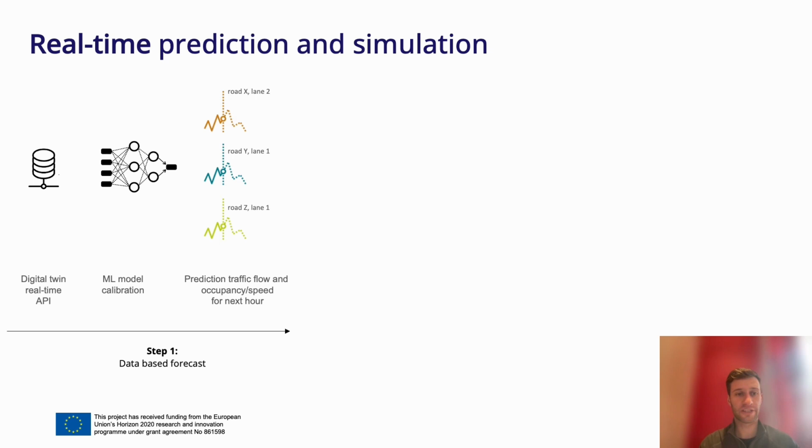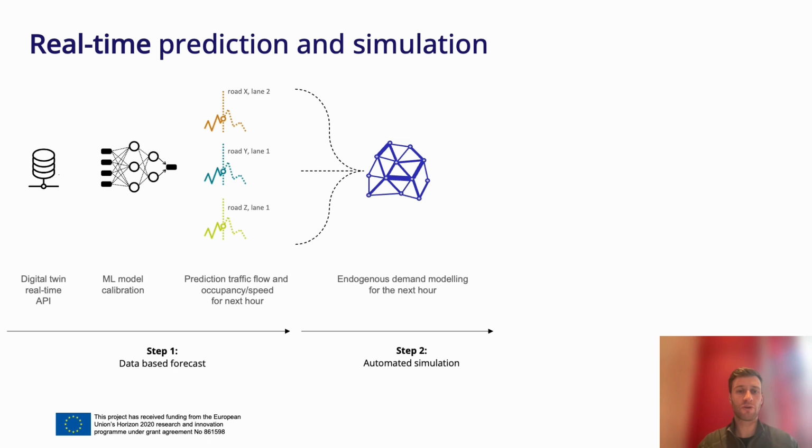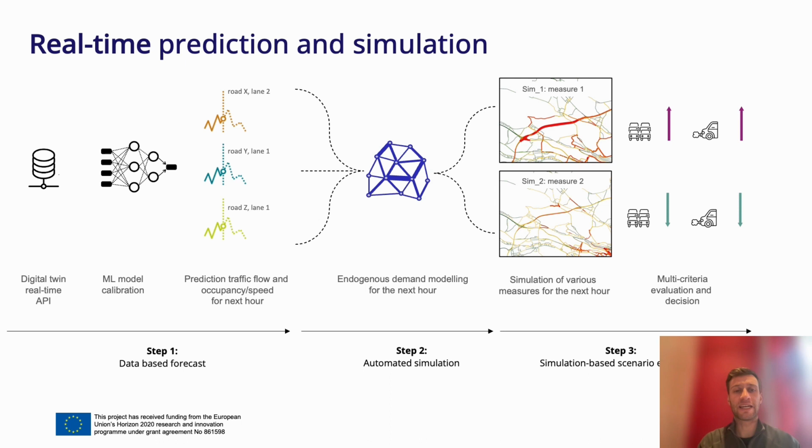We then calibrate our ML model that you just saw in the last slide, and we predict the traffic flow and the occupancy for the next hour for every single road and every single lane that is monitored in the system. We then use our endogenous demand modeling that you saw three slides ago, where the idea is, based on flows, to reverse engineer the ODs, the origins and destinations, that could have been happening in this network. And we use that to generate a predictive demand, a demand which happens in the next hour.